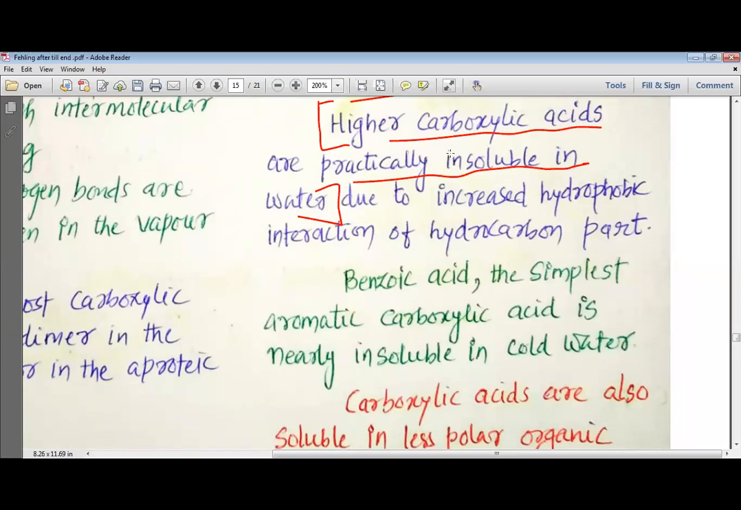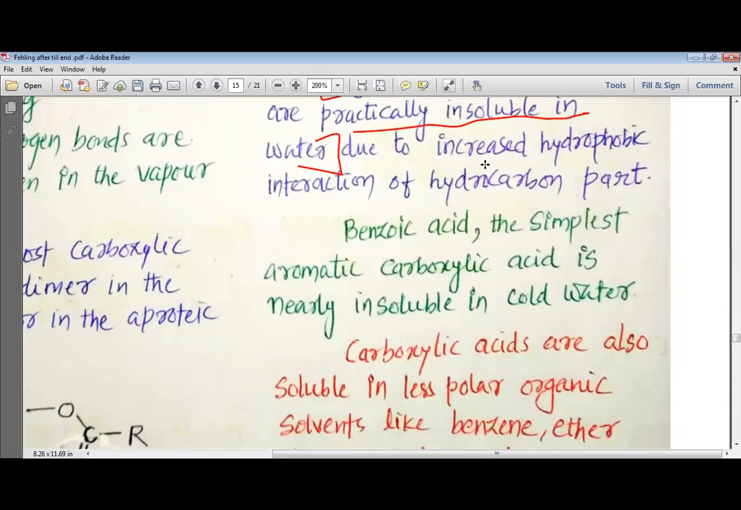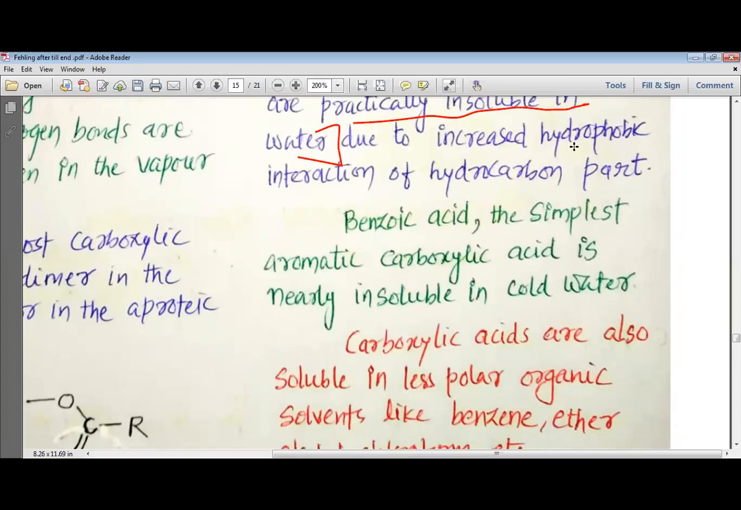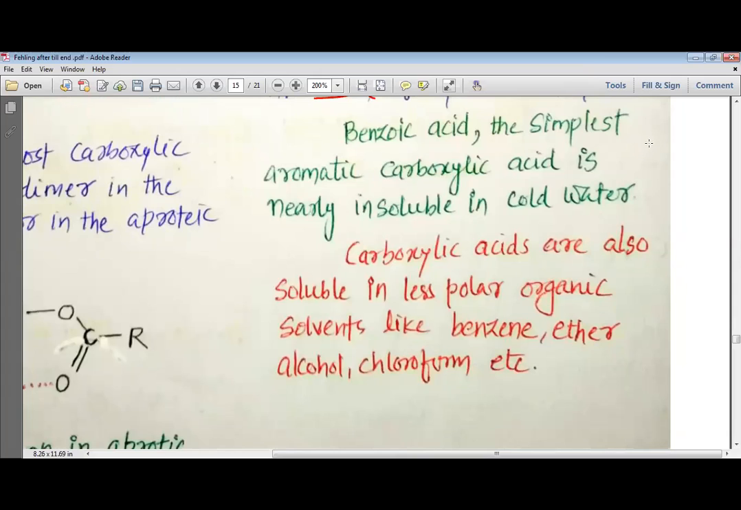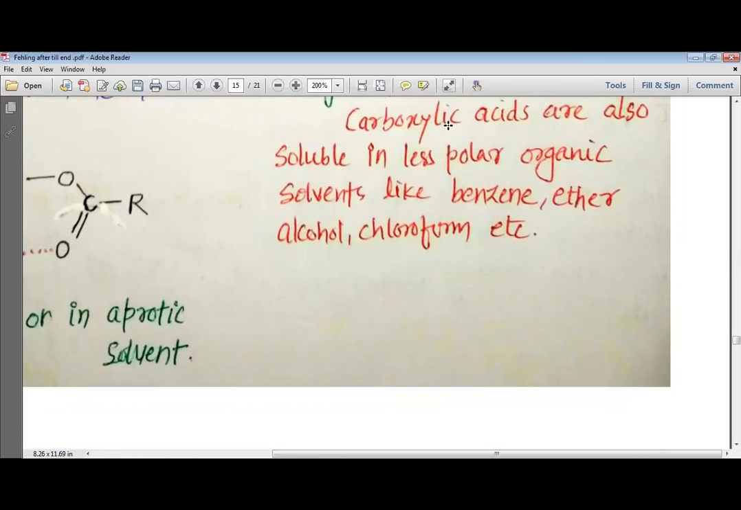So, my dear students, when the carbon chain becomes very long, it does not allow the water molecules to form hydrogen bonding, and the carboxylic acid becomes practically insoluble in water due to increased hydrophobic interaction of the hydrocarbon. So as the number of carbon atoms increases, they form the hydrophobic part, and this hydrophobic part repels the water molecules, and ultimately they become insoluble in water. Benzoic acid, the simplest aromatic carboxylic acid, is nearly insoluble in cold water. So benzoic acid is almost insoluble in cold water.